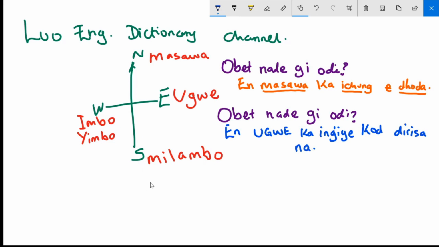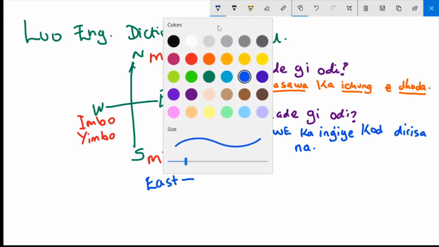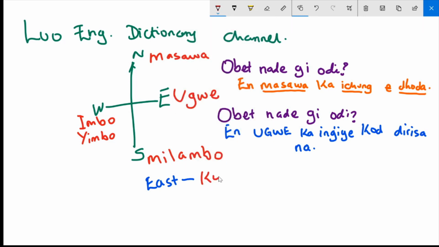Now, the other name for east is Kor Wok Chien. That's a name for east. That means the side where the sun rises from. Chien is the sun. Remember, Chien is the sun. So the side where the sun is rising from is called Kor Wok Chien.